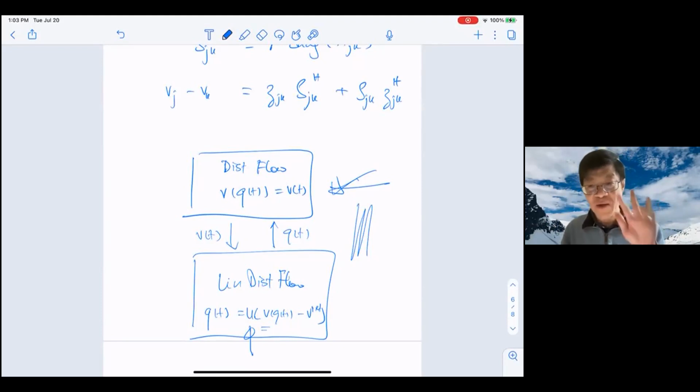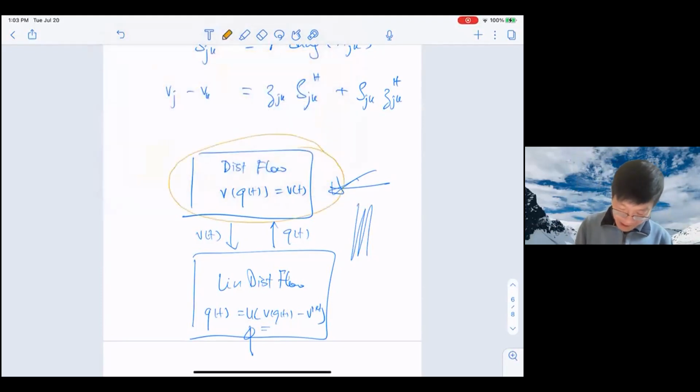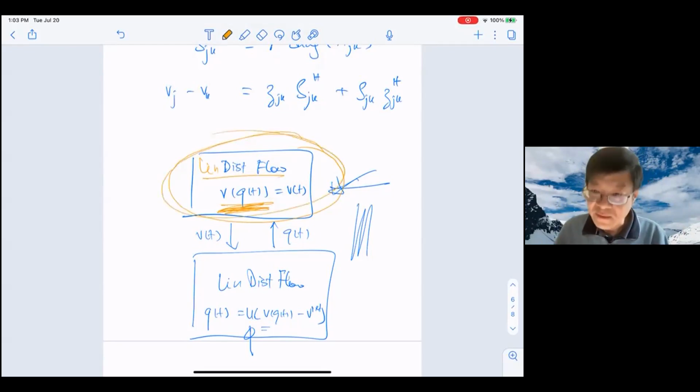What I went through earlier today is to replace this box by a linear DistFlow. If this is a linear DistFlow where this function is simple, it's affine, then we can analyze the closed loop system, and we can prove convergence and optimality. If this is replaced by the nonlinear function, it's much more difficult, but it will be an interesting question.